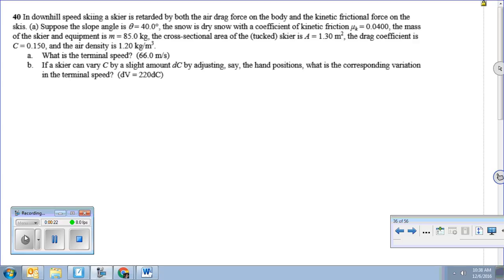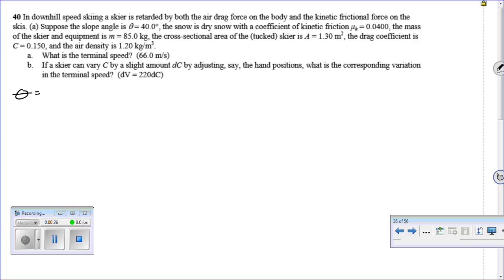All right, so let's start by writing all that information down. So here's what we know. We know that our angle is going to be 40 degrees. We know that our coefficient of kinetic friction is going to end up being 85. No, it isn't. Sorry. Our coefficient of kinetic friction is very low, 0.0400. The mass of the skier is 85 kilograms.